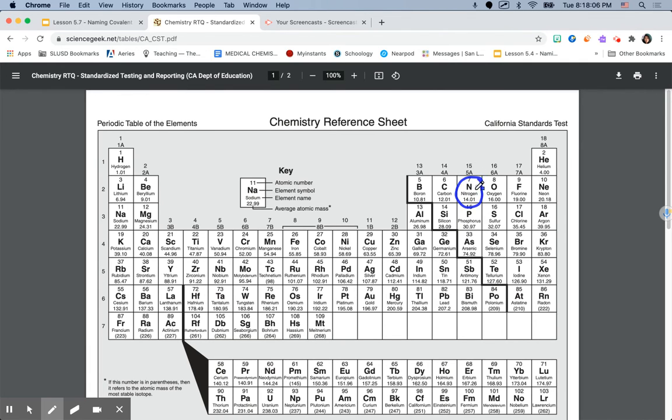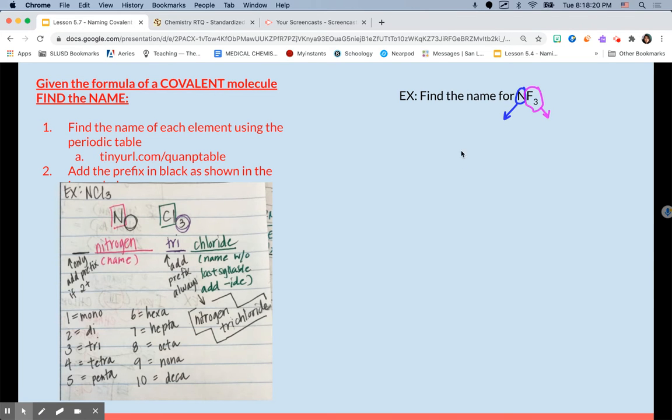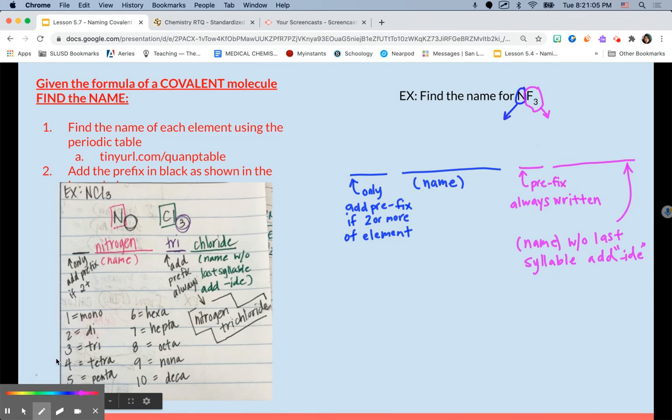N is here, so this is going to be nitrogen. And F is here, so this is going to be fluorine. All right, so N and F, nitrogen and fluorine. So now that I've figured out what N and F are called, the naming convention goes as follows.